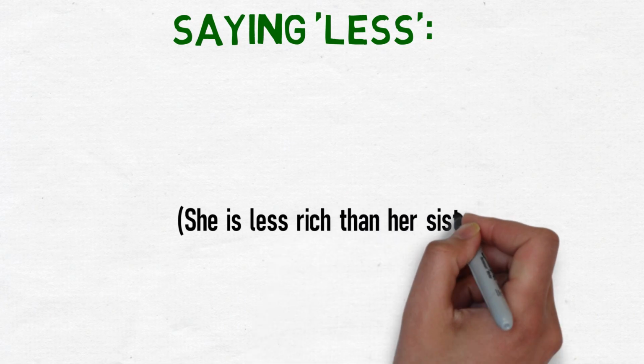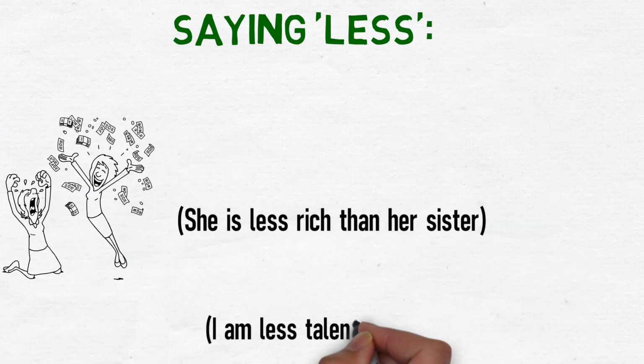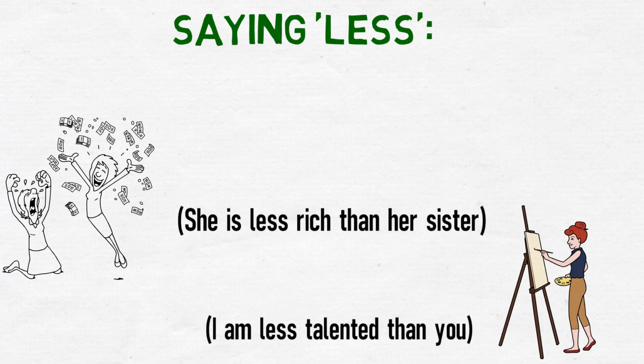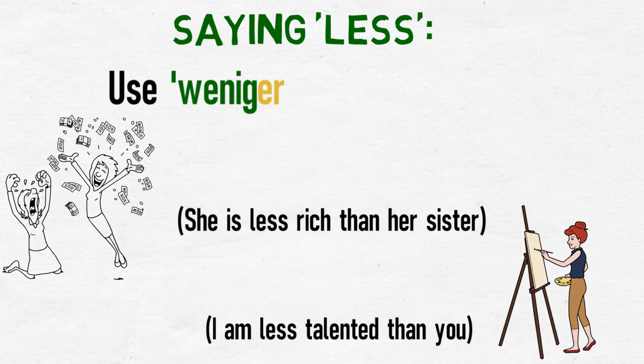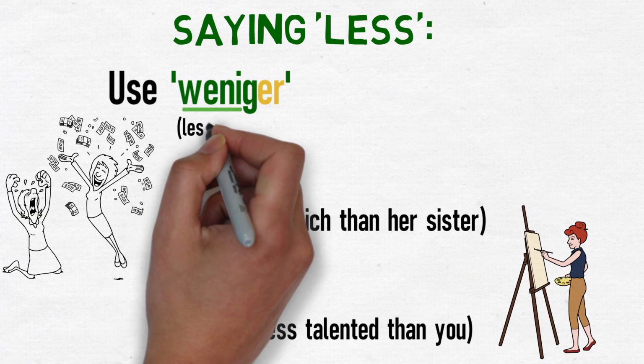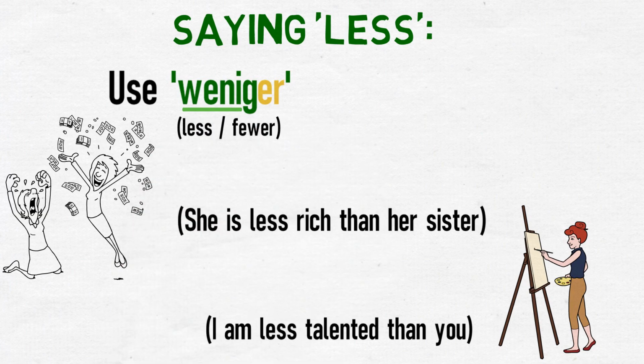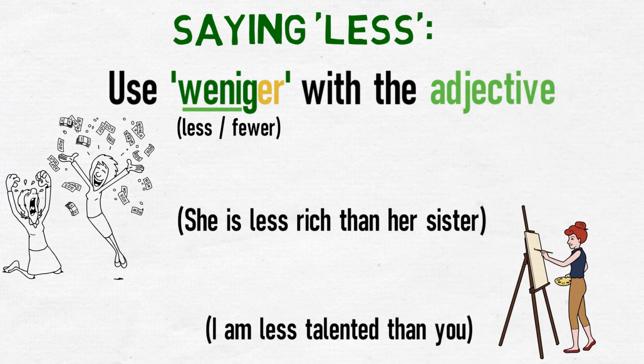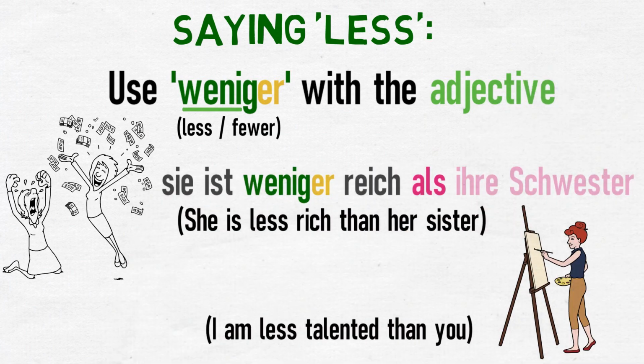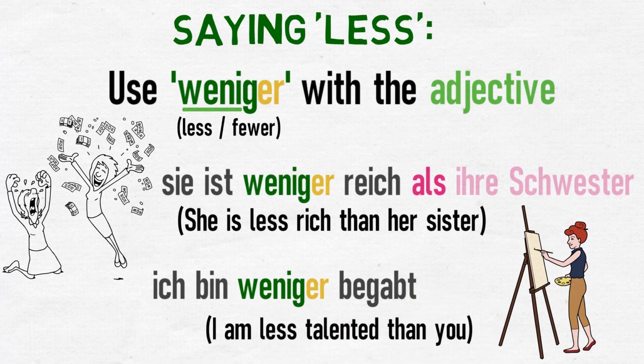She is less rich than her sister. I am less talented than you. To do this, we use the word weniger. The adjective wenig means few or little, with regards to quantity, and so weniger, the comparative form, means less or fewer. We simply combine this with the adjective. For example, sie ist weniger reich als ihre Schwester. Ich bin weniger begabt als du.